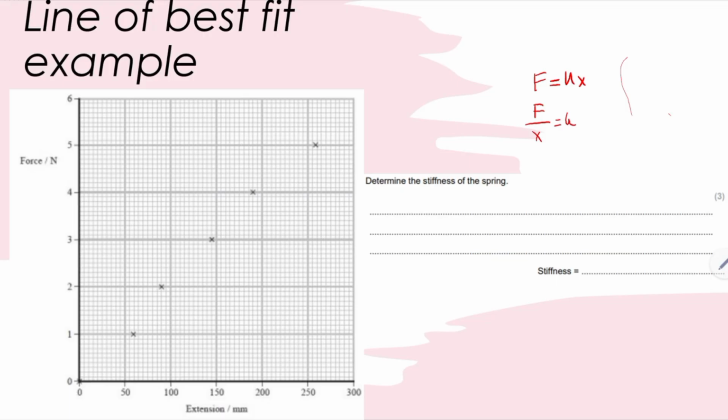So we know that to find k, we need to find the gradient of the line of best fit. First we need to draw a line of best fit, which will best represent the points that we have. So I think that will do. And when you get a graph with points like this, you want to make sure the line of best fit goes through the whole graph, so you can get the most accurate results and points.